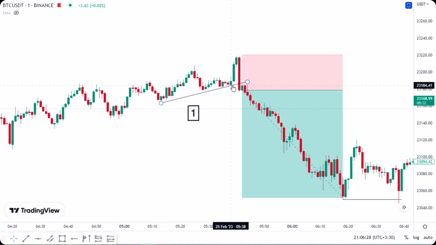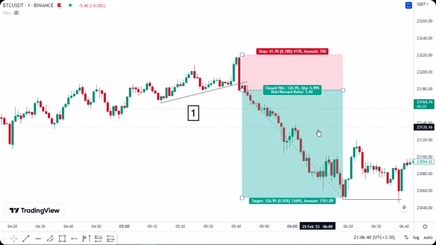We have this trend line with 3 touches, 1 touch, 2 touches, 3 touches here. On the fourth time it breaks it with a nice red candle. We enter a sell position here, put our stop loss above that, look for RR2, which gives us RR3.